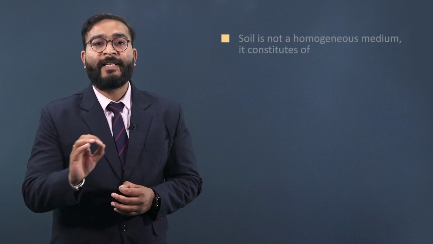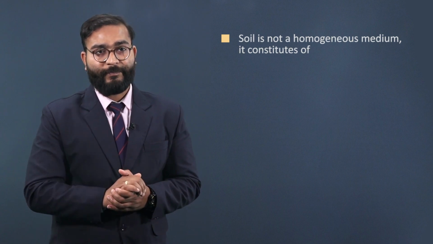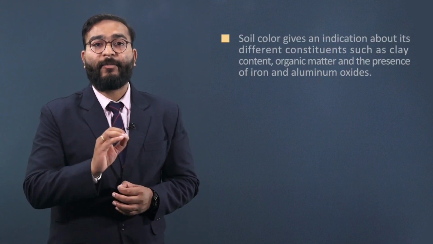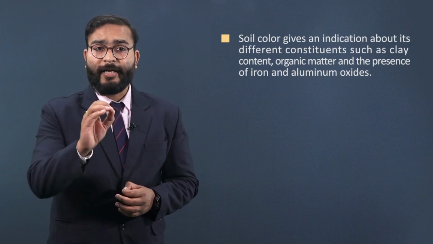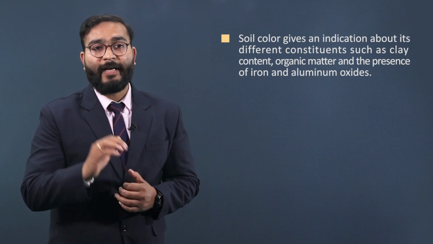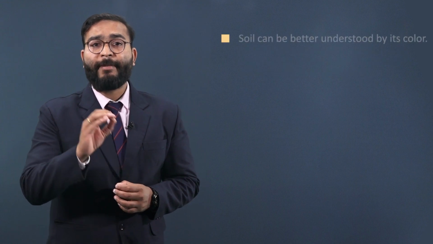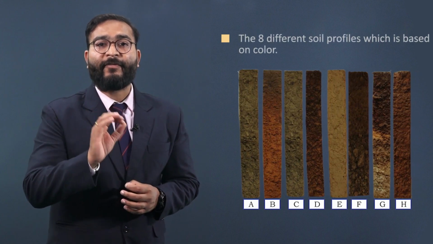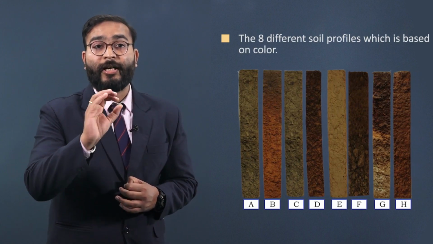Student, you must have noticed that when you travel from one location to another, you come across differently colored soil, such as red soil, black soil and brown soil. Color is one of the easily observable features of the soil. Soil color gives an indication about different constituents such as clay content, organic matter and the presence of iron and aluminum oxide. Student, soil can be better understood by its color. In the following figure, you can see 8 different types of soil profile based on color.